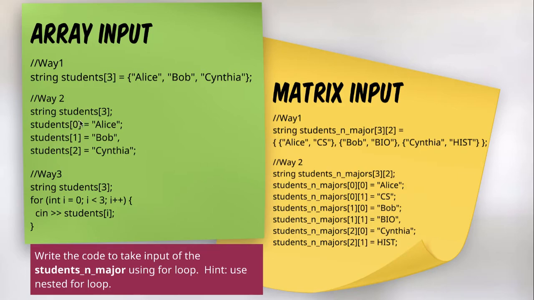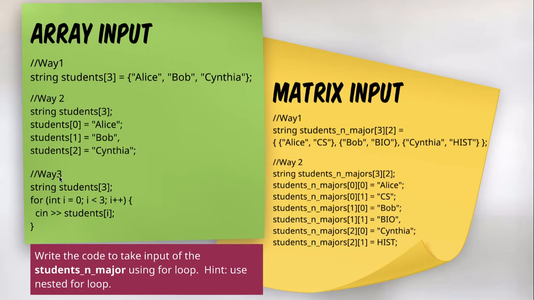So students followed by 0 inside a box bracket means the 0th element of the students array. I have initialized it with Alice. Similarly, students followed by 1 inside the box bracket means it is the 1st element of the students array, which I have initialized with Bob. And in the same way, I have initialized the 2nd element of students with Cynthia.